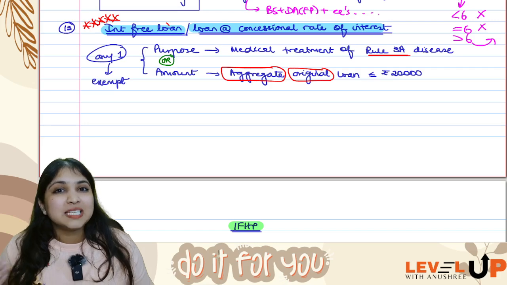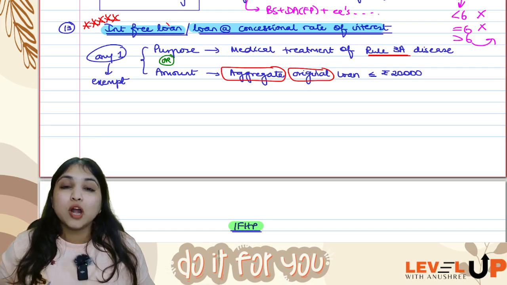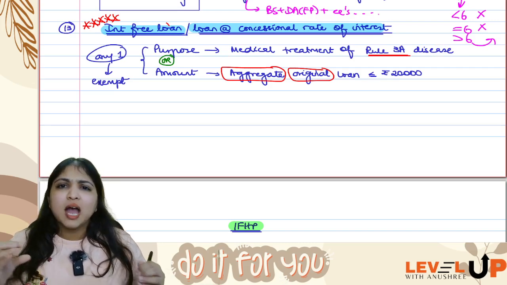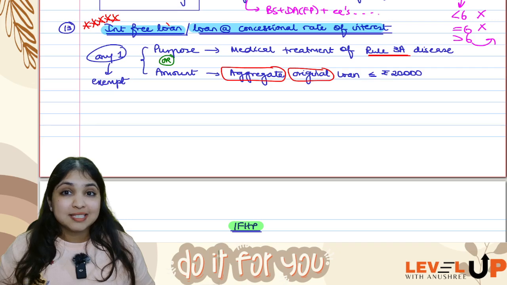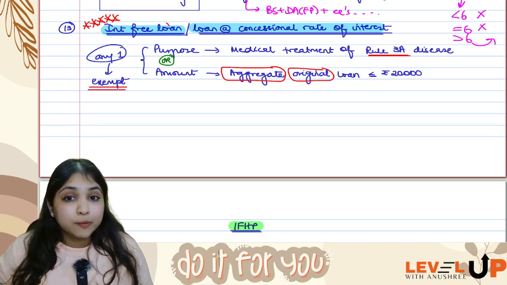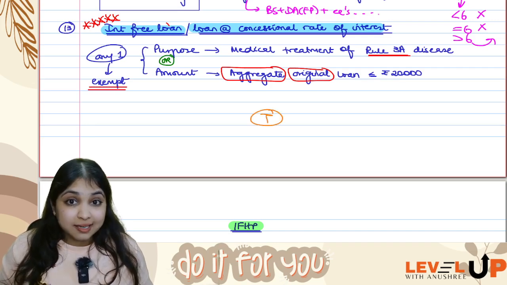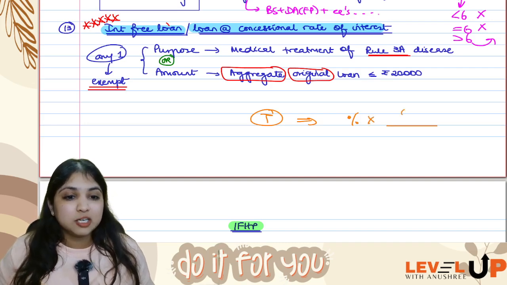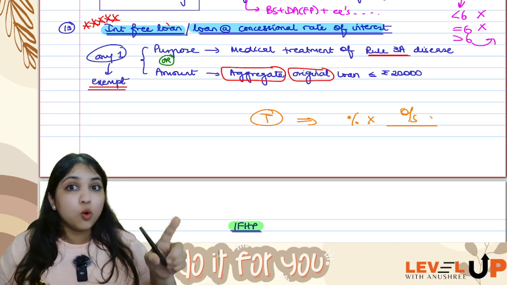So if the purpose is medical treatment of Rule 3A disease, or if the aggregate original loan amount is within 20,000, out of these two, if even one situation is applicable, then the perquisite is going to be fully exempt. And I hope you recall, if this perquisite is taxable, you will do the computation, whatever percentage you calculate, it will be a percentage of what? It will be a percentage of the outstanding amount, not the original amount.